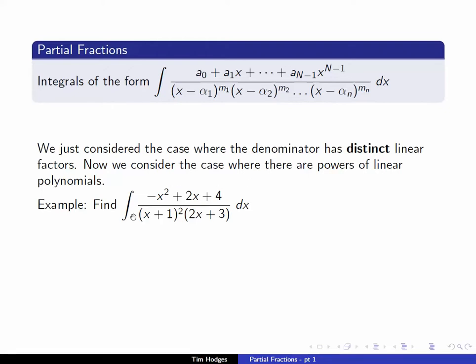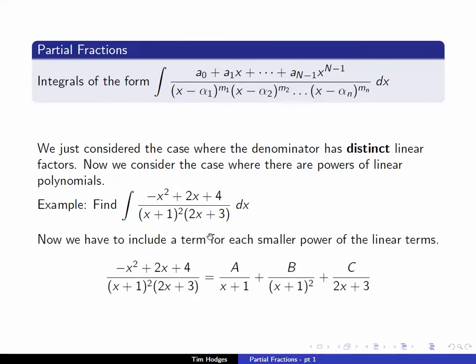Let's look at this specific case where we have (x + 1)² times (2x + 3) on the bottom. What happens in this case is we have to have a separate constant over x + 1 and another different constant over (x + 1)². So one of these terms for each power less than or equal to 2. If this was a 3, we'd have 3 such terms, etc. But let's go ahead and follow through and see if we can find A, B, and C.